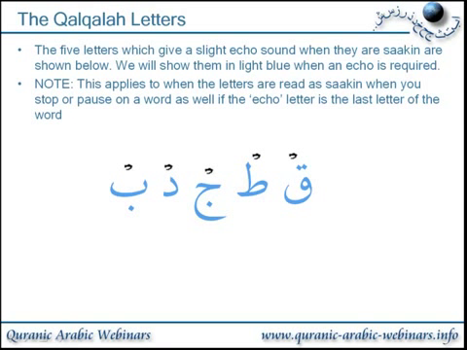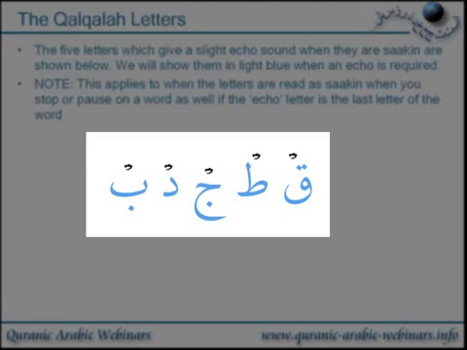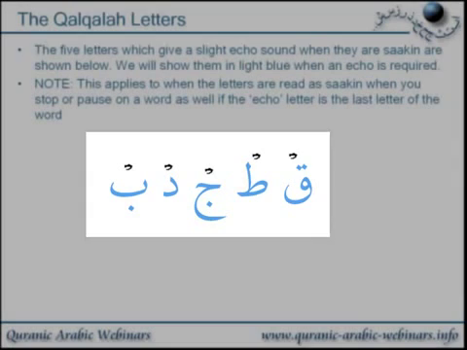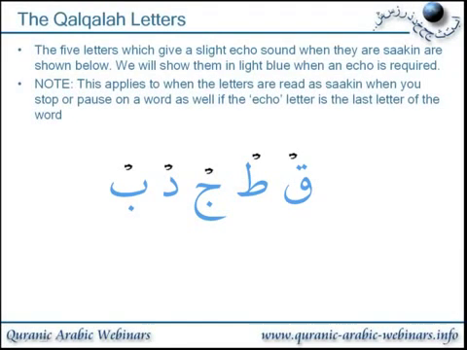Now remember, this can happen when they actually carry a sukoon, or you're stopping or pausing at the end of a sentence, or even in the middle of a sentence, and it happens that one of these 5 letters is at the end of the word and you have to make them sakin. Okay, so remember, these are Qa, Ta, Ja, Da, Ba. If you remember that, that's an easy way to remember it.